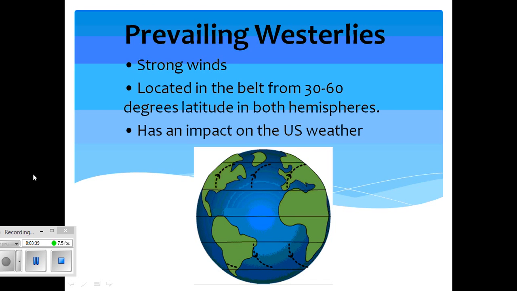Prevailing westerlies are strong winds, and they can be found in the belt from 30 to 60 degrees latitude in both hemispheres. This has an impact on United States weather conditions.